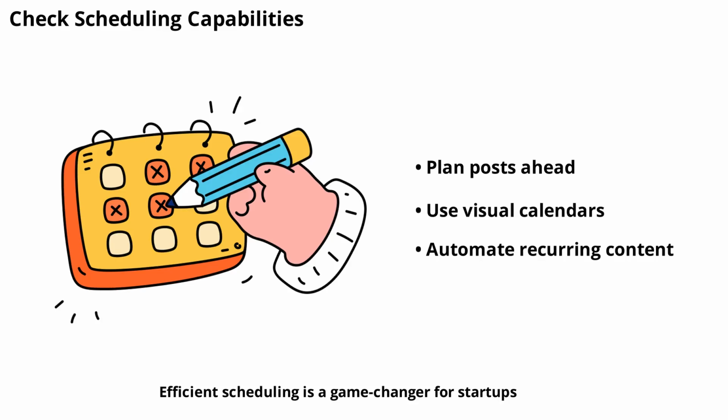Efficient scheduling is a game changer for startups. Evaluate how each tool handles post scheduling. Can you plan posts in advance, set recurring content, or use a visual calendar? Some tools offer drag and drop scheduling, bulk uploads, and time zone management. These features save time and help maintain a consistent posting schedule even when your team is busy with other tasks.